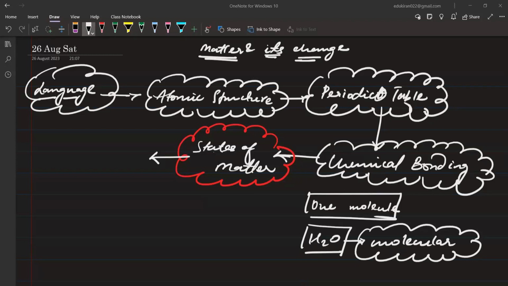Now, we're studying till here about matter. Now we will move on to the next part. Once we have studied matter, then only we can talk about its change.